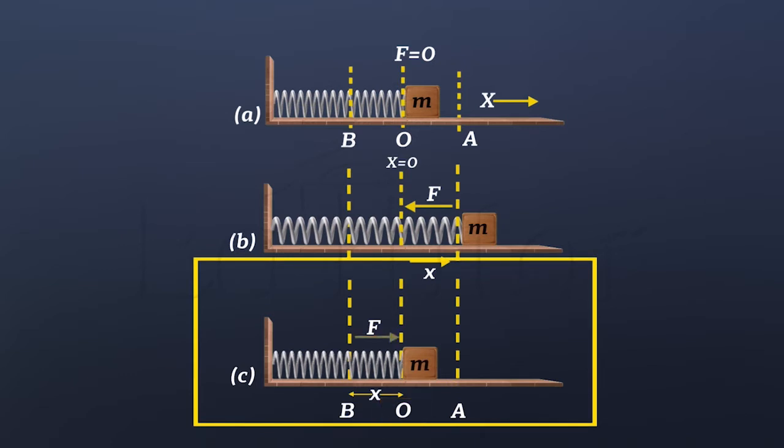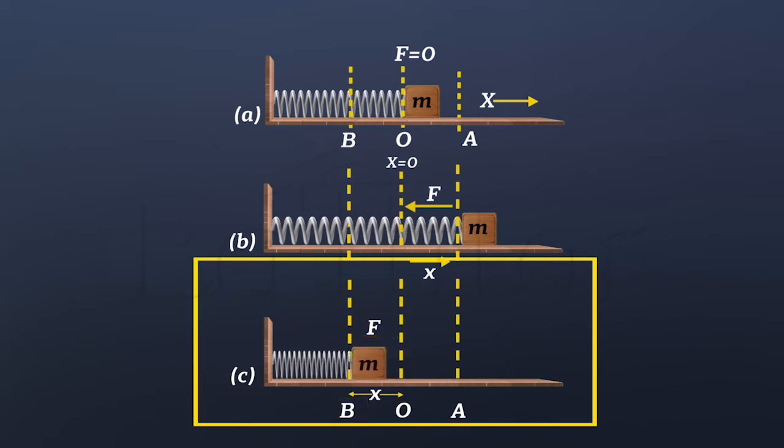The magnitude of the restoring force decreases with the distance from the mean position and becomes 0 at O. However, the mass gains speed as it moves towards the mean position and becomes maximum at O. Due to inertia, the mass does not stop at O but continues its motion and reaches the extreme position B.